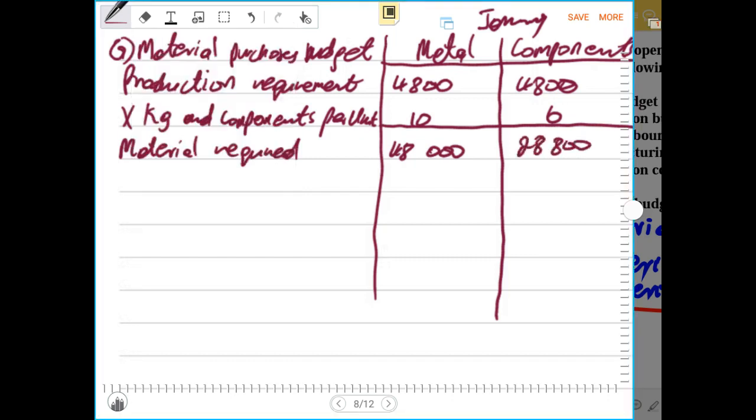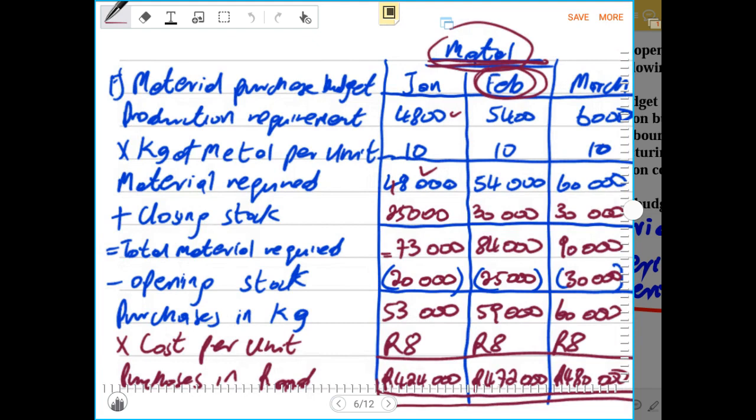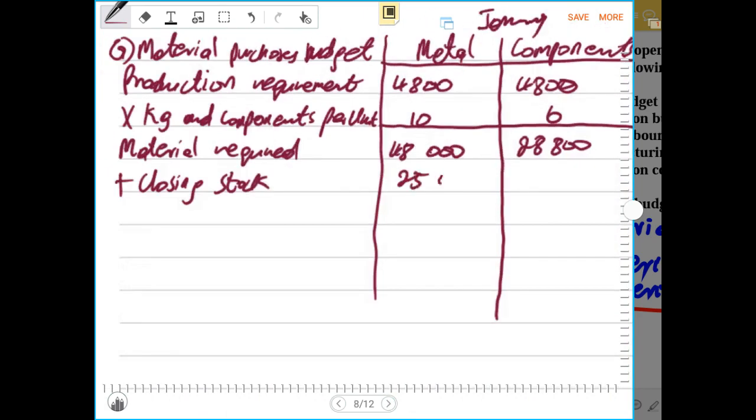So now if you are required to do them only for 1 month, then we will have to add closing material, which is closing stock. And we have already calculated the closing for the month of January. Closing for the month of January with regard to metal was 25,000. So we take that 25,000 as I did explain to you.